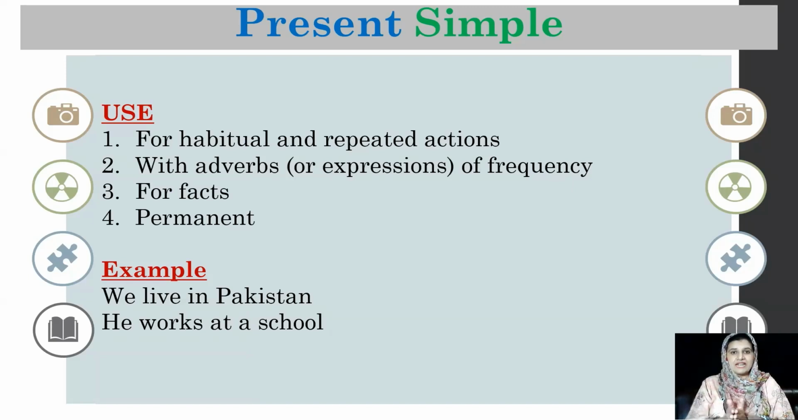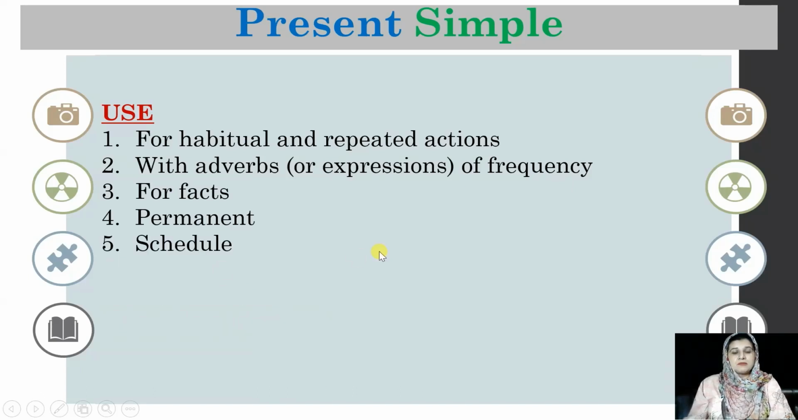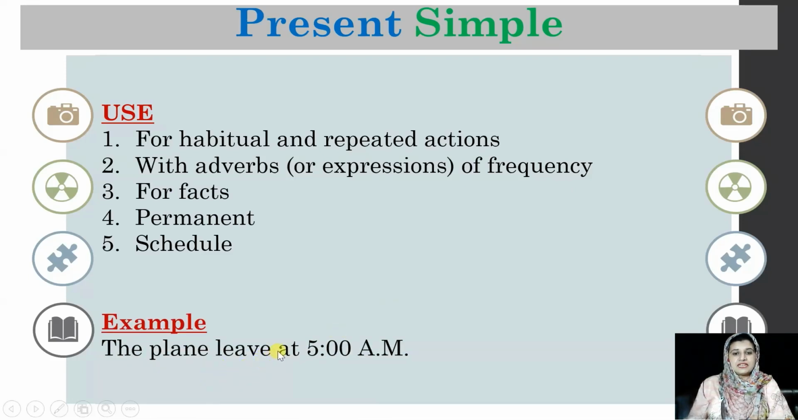And for that, we need to use simple present tense. Number 5, schedule. We also show schedules, timetable or routine through simple present tense. For example, the plane leaves at 5 a.m. Here there is a mistake. There should be leaves because the plane is a singular noun, singular subject.